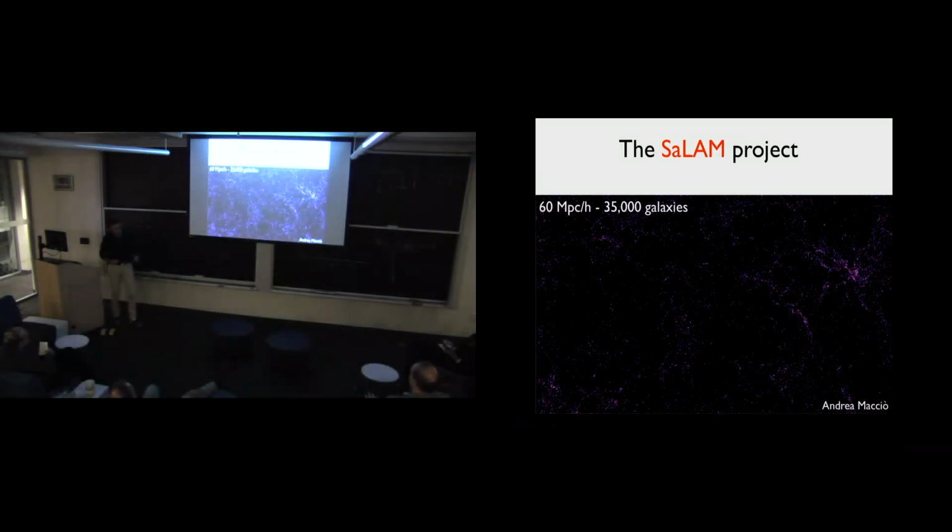Yeah, that's a new project. It's called Salam. It's a large box full of galaxies, and this is the dark matter view, and this is the galaxy view. So we are creating now 35,000 galaxies. That's very important to study, for example, the distribution of galaxies as a function of the cosmological model.